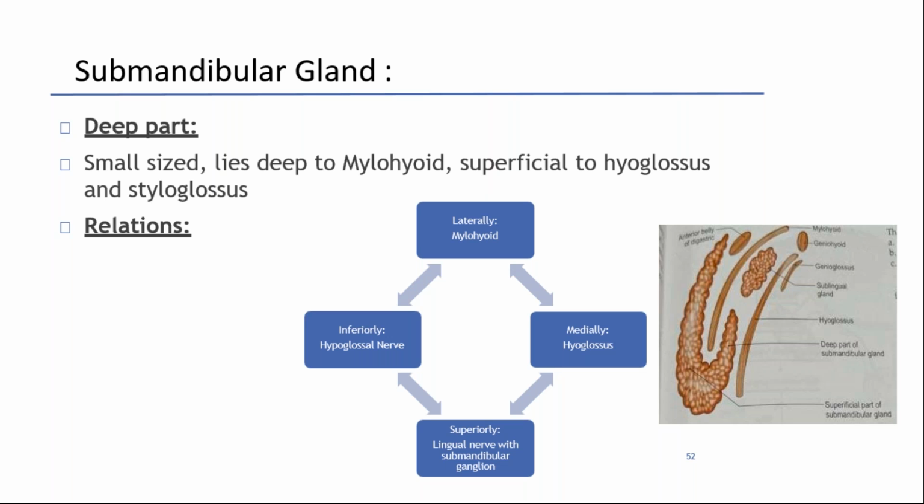So like parotid, the submandibular gland also has a superficial and deep part. This is the superficial part. After a curvature, that is the inverted J, this is the deep part of the submandibular gland, which is sandwiched between the mylohyoid muscle.